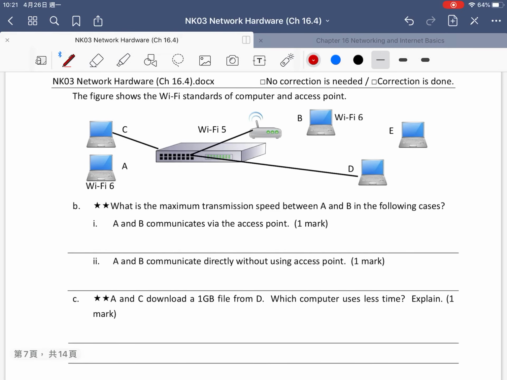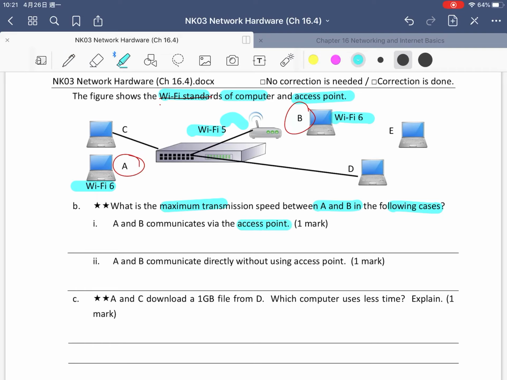And then another one is a different type of figure. The Wi-Fi standard of the computers and the access point. This computer is Wi-Fi 6, this one is Wi-Fi 6, and the access point is Wi-Fi 5. So what is the maximum transmission distance between A and B in the following cases? In the first case, A and B communicate via the access point.